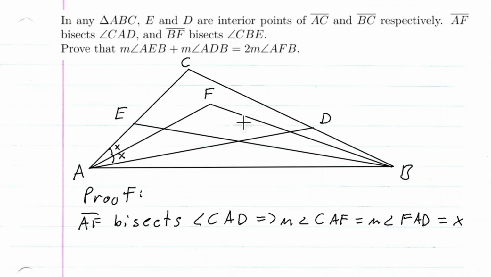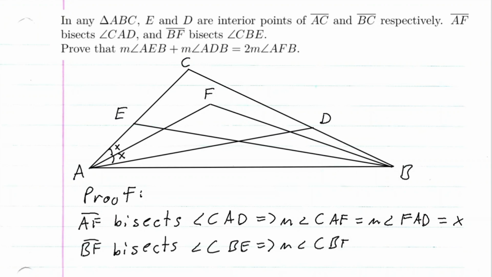We also know that BF bisects angle CBE. So this implies that the measure of angle CBF is equal to the measure of angle FBE. We can let both of those equal y. So this is y, and this has a measure of y as well.